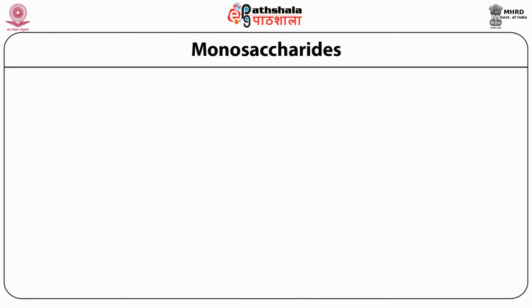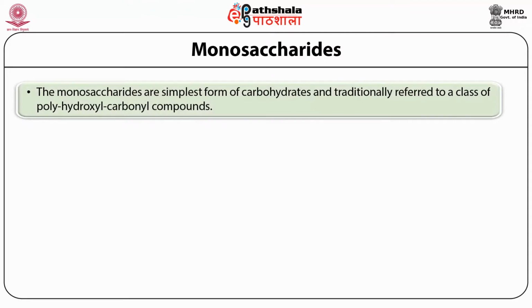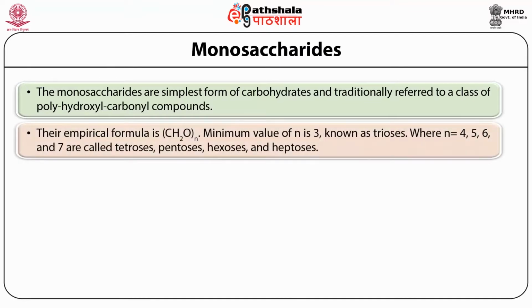Well students, let's describe monosaccharides. That is the first group, and they are composed of simple carbohydrates, meaning they cannot be hydrolyzed further, and they are the basic unit of polysaccharides. Their empirical formula is CH2O multiplied by n. The minimum value of n is 3, known as trioses, where n equal to 4, 5, 6, 7 are called tetroses, pentoses, hexoses and heptoses respectively.